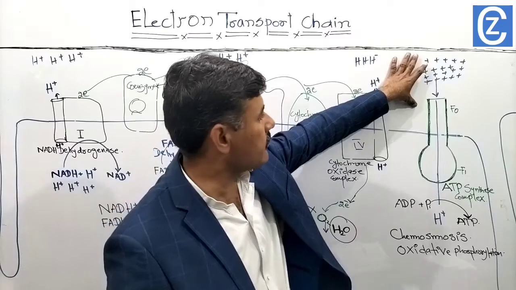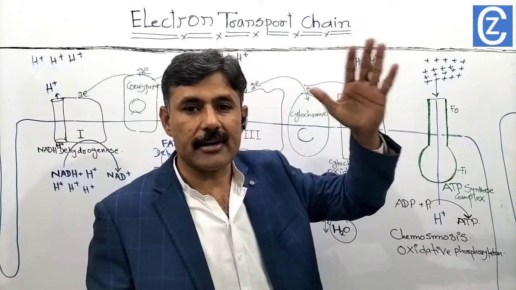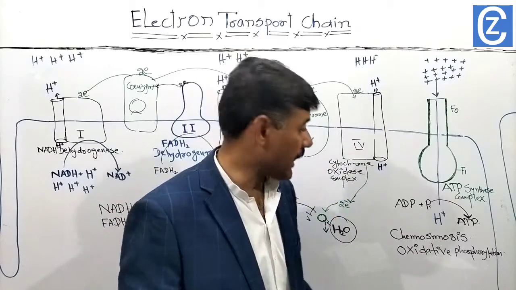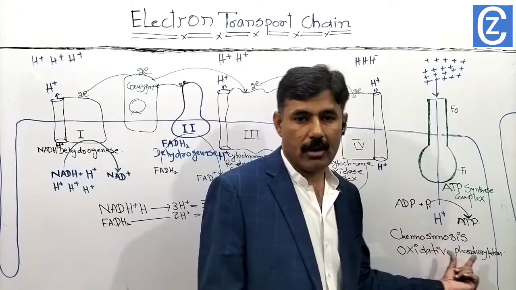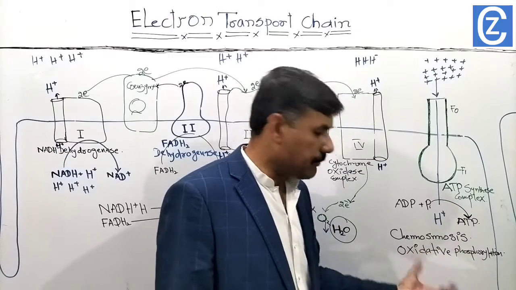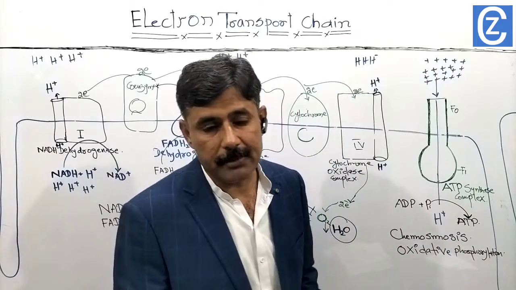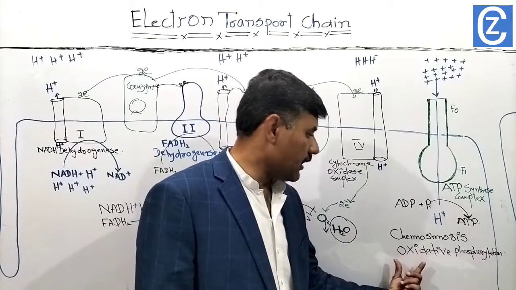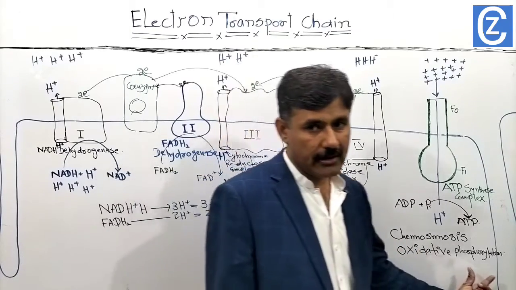So at 3 places protons are continuously pumped inside the inner membrane space, which actually increases the concentration of positive ions, protons, inside the inner membrane space, which actually triggers another mechanism that's called chemoosmosis. This chemoosmosis is actually helping in the synthesis of ATP, which is taking place because of oxidation. We term it as oxidative phosphorylation.